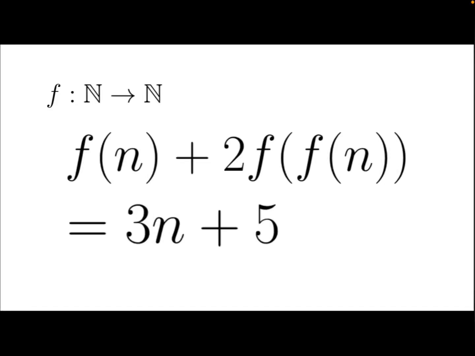In this video, we are going to find all functions that send positive integers to positive integers and satisfy the equation that for all positive integer n, f of n plus 2 times f of n equals 3n plus 5.